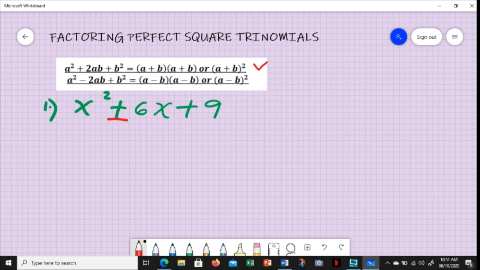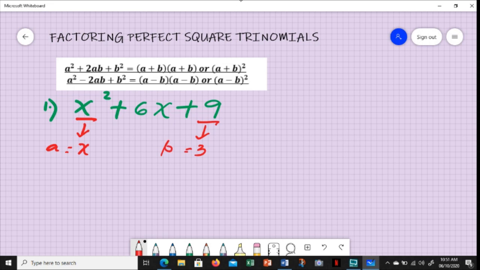Okay? Now, the first thing that you need to do in order to factor this is to apply the square root on the first and the last term. So just like what we did a while ago. The square root of the first term is x, the square root of the last term is 3. So this x will be your a and 3 will be your b.